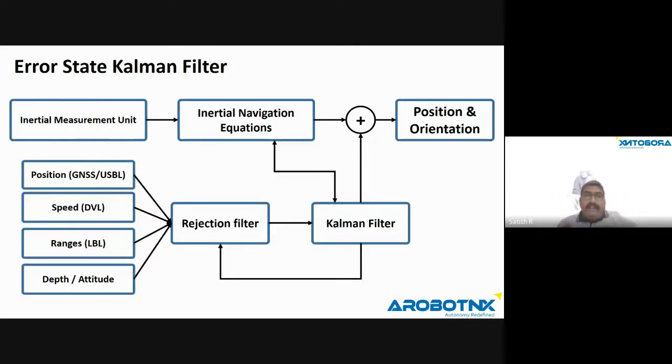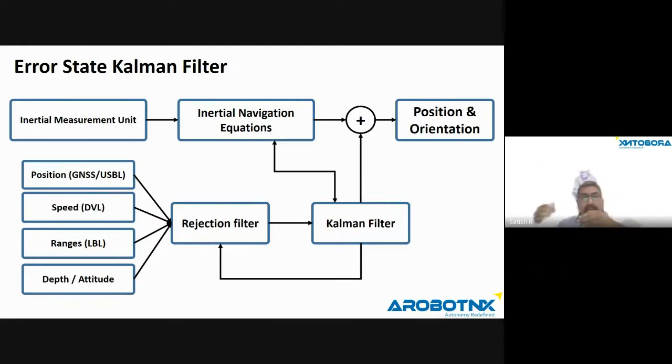On the other side, we have the aiding sensors, because the inertial measurement unit has a three-axis gyroscope and a three-axis accelerometer. That gives the raw information, and there are a lot of calculations to be done in the inertial navigation equation, considering the references and the earth's magnetic field, as well as the oscillations. Those kinds of things will be done there.